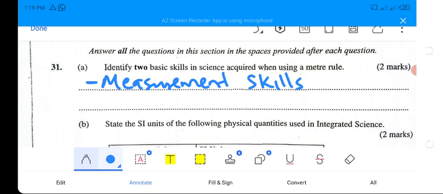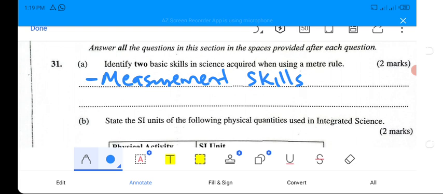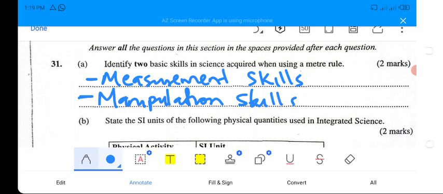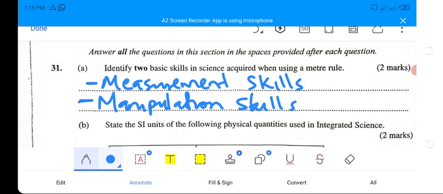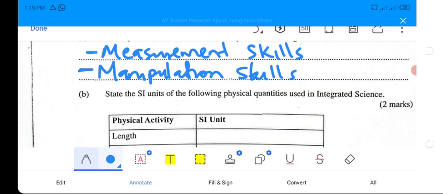Number two, when you handle the ruler, the skill that we're using is what we call manipulation skills. Manipulation skills is how a learner or a person can handle apparatus skillfully. So when handling the ruler, you're using manipulation skills. Of course, for you to measure, you have to observe. So we have observation skills, communication skills. All those skills are there, but the two main ones are measurement skills and manipulation skills.